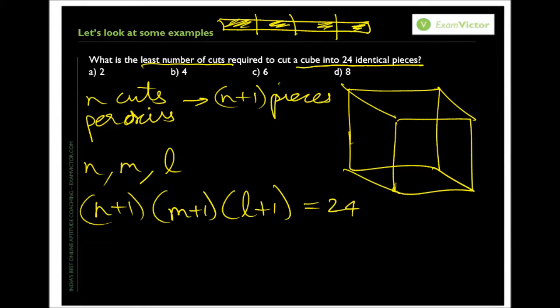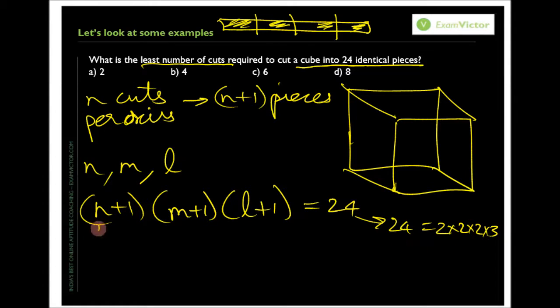Now, it's just a question of solving for n, m and l under the constraints that all three are natural numbers. In fact, they're whole numbers. And I want to minimize n, m and l, right? I want to minimize those numbers. I want to keep them as low as possible. Now 24 is equal to basically 2 into 2 into 2 into 3, right? 8 into 3. So 2 into 2 into 2 into 3.